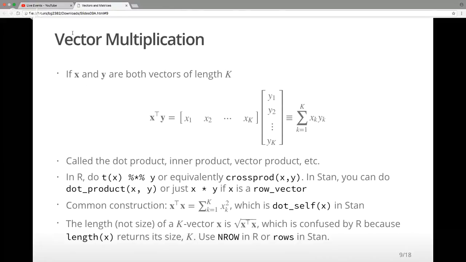A very common construction in statistics is to take one vector and multiply it by its own transpose. So x transpose x is defined here, with x taking the place of y, so we're just summing the squared elements in the container x and getting back a scalar. Stan actually has a special specialization of that operation called the dot_self function, which is analogous to dot_product, but it only takes in one vector because we just need the sum of squares for this.